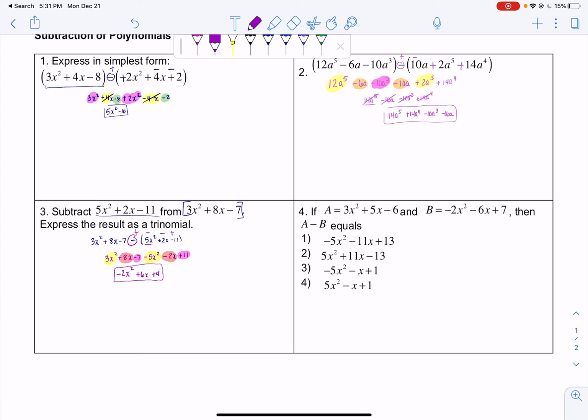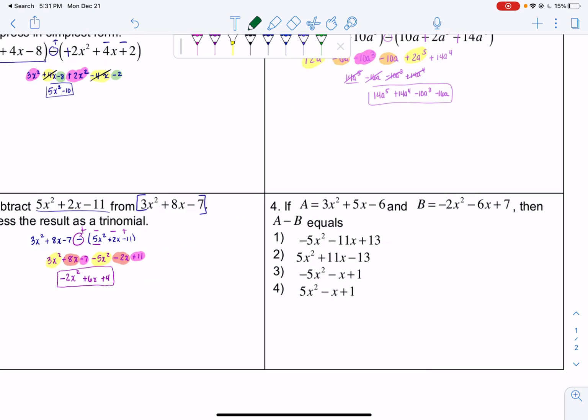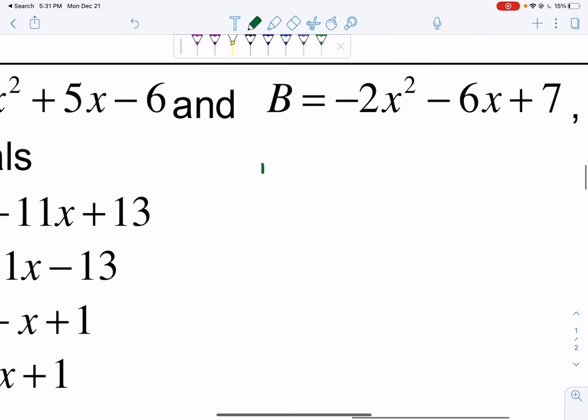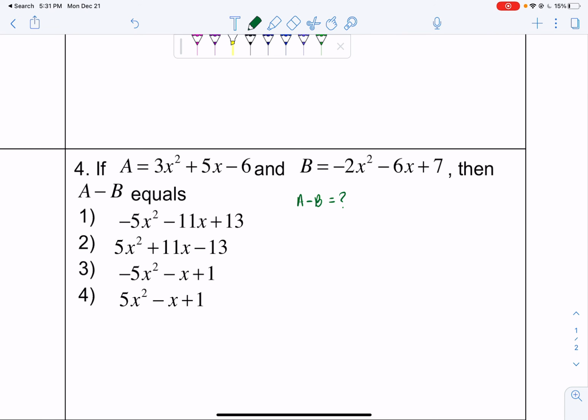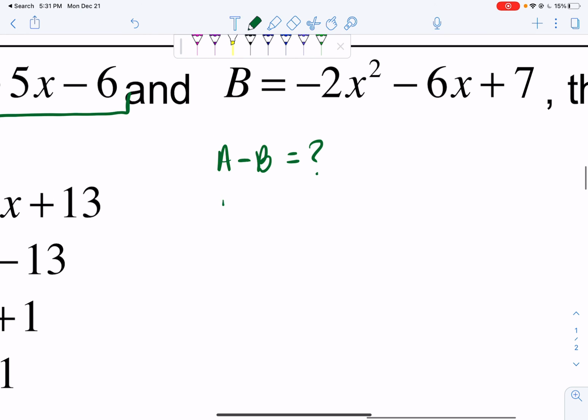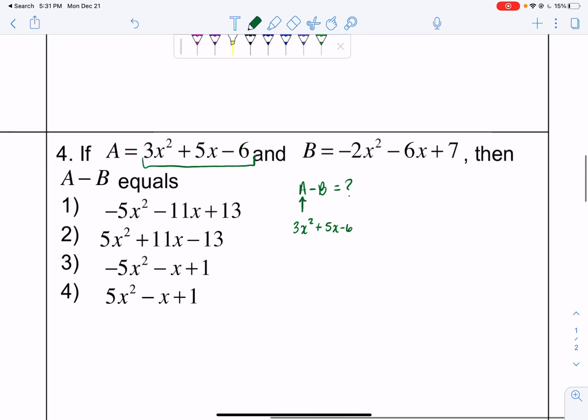So here's how I approach. I rewrite what I'm given. So I'm rewriting a minus b. And I don't know what it's equal to. But here's the issue. I do know what a is. A is 3x squared plus 5x minus 6. So I'm going to put that in for a. I'm now going to do my minus, and I know what b is. But the thing is, since that's such a large expression, I'm going to put it in parentheses.